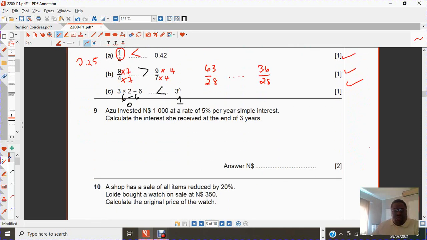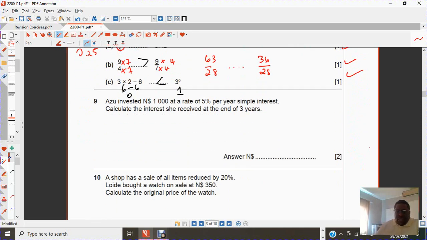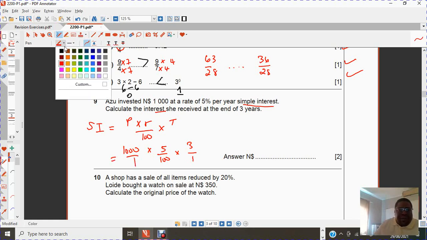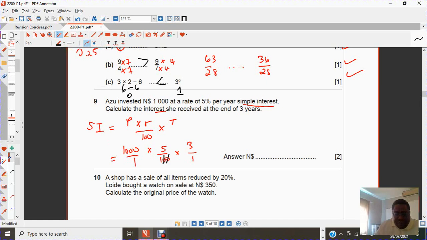Anzu or Azu invested 1,000 at a rate of 5% simple interest. Simple interest, the formula you should know. They want the interest. So simple interest is the principal times the rate, which is always a percentage, times the time. So in this case, it's 1,000 times 5% times 3 years. Okay, you can put everything over 1. Again, don't make a mistake. You can divide by 100 by cancelling the zeros here. And you know 5 times 3 is 15, and 15 times 10 is nothing but 150.